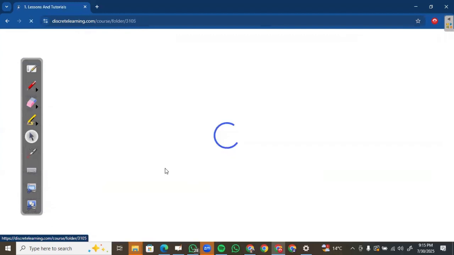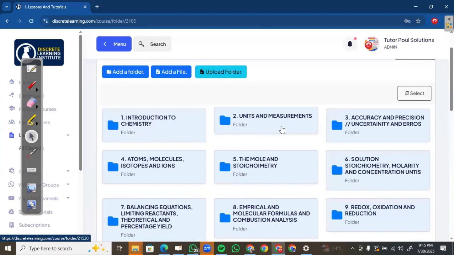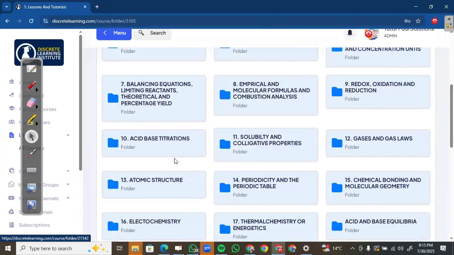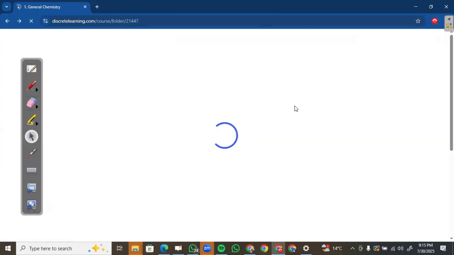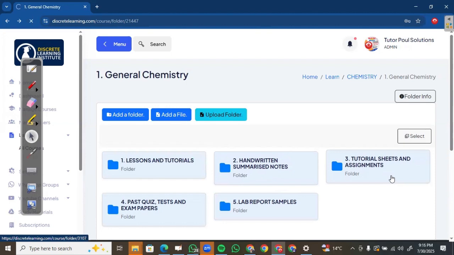When you open, you can see introduction to chemistry, units and measurements. Whatever I was teaching here is already here. Atoms, whatever topics you're going to do, all these things are already there. So you can learn at your own time, at your own pace. And when you move out from there, you can find handwritten notes here, well explained.